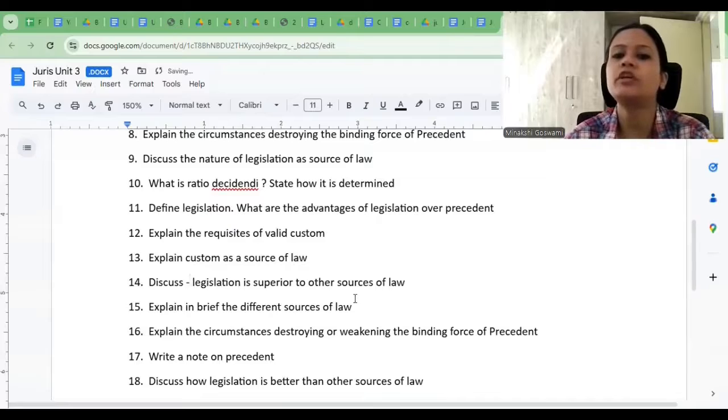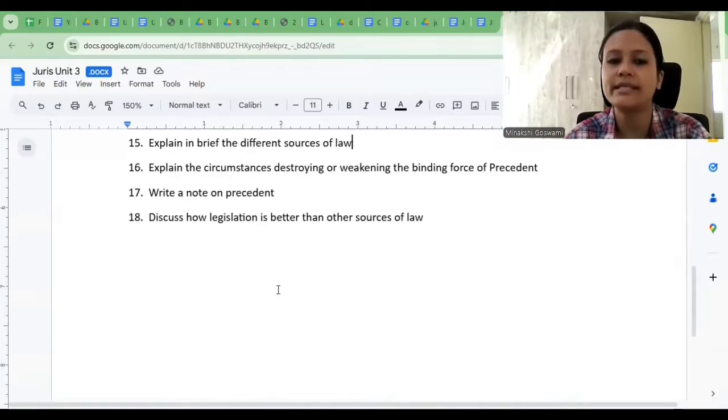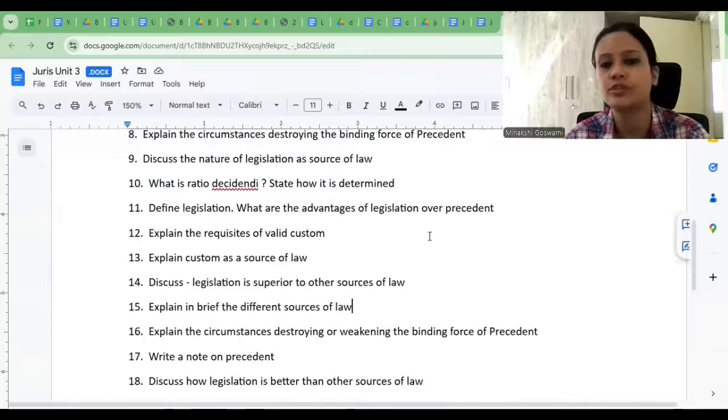Discuss legislation is superior to other sources of law. Explain in brief the different sources of law. Explain the circumstances destroying or weakening the binding force of precedent. Write a note on precedent. Discuss how legislation is better than other sources of law.